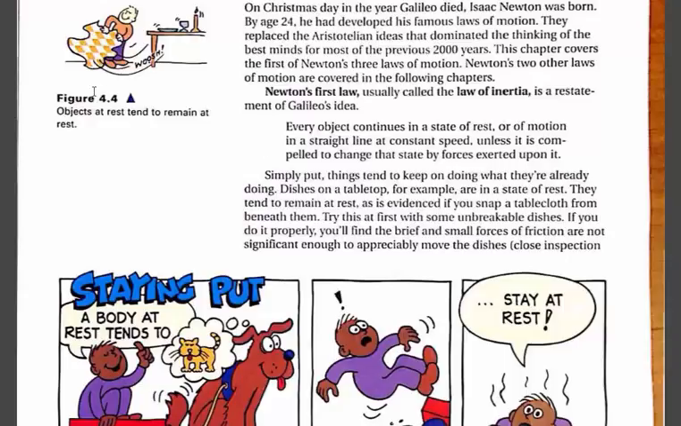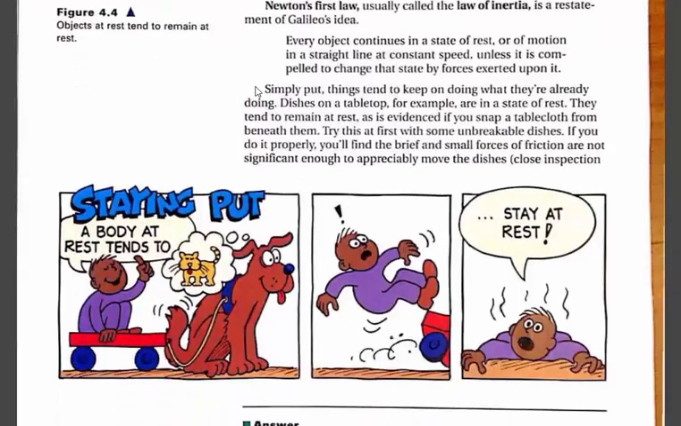Over here in figure 4.4, it looks like the guy yanked on a tablecloth, and the dishes and stuff stayed on the table. Objects at rest tend to remain at rest. Simply put, things tend to keep on doing what they're already doing. Dishes on a tabletop, for example, are in a state of rest. They tend to remain at rest, as is evidenced if you snap a tablecloth from beneath them. Try this at first with some unbreakable dishes.